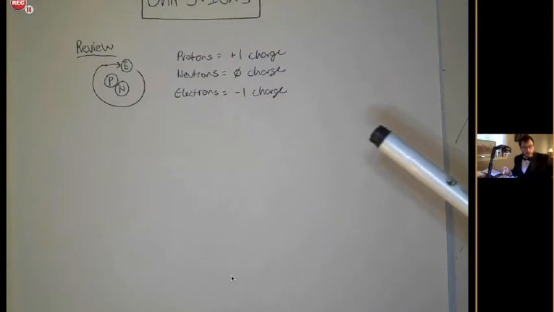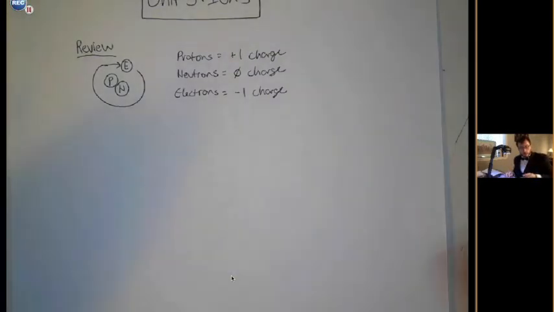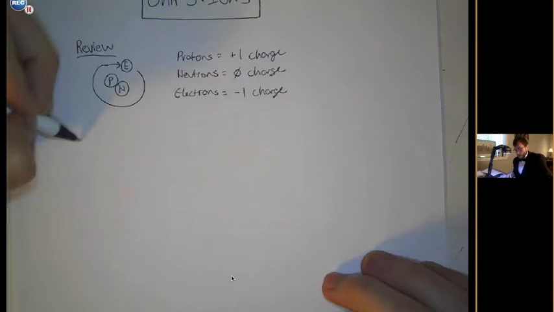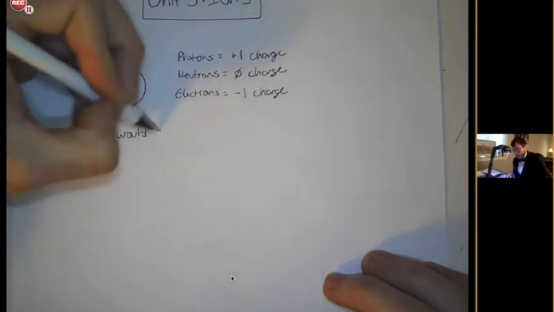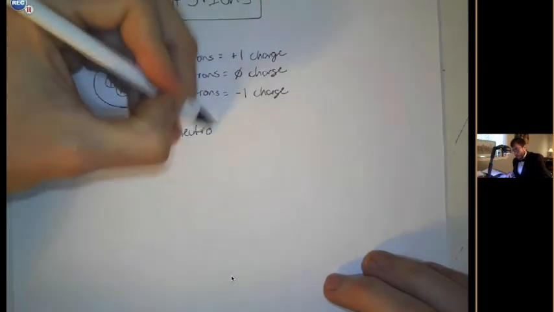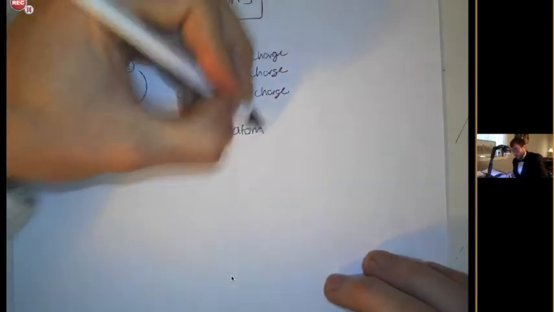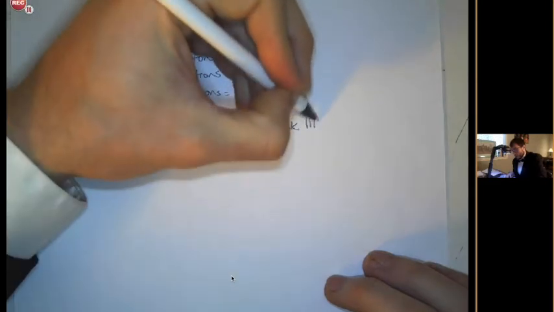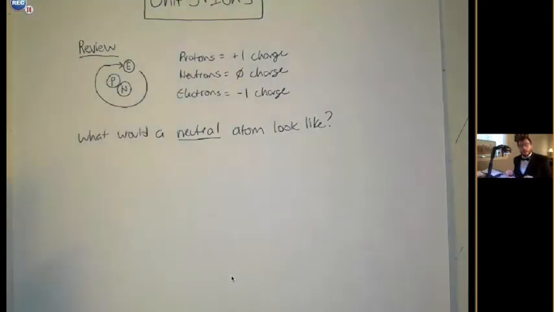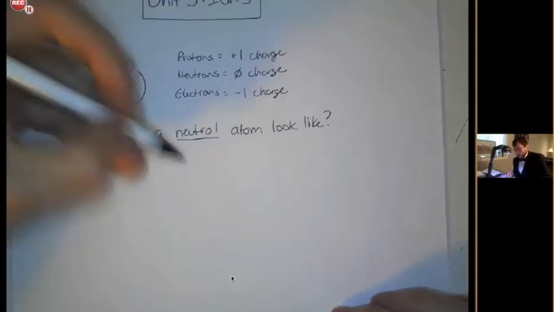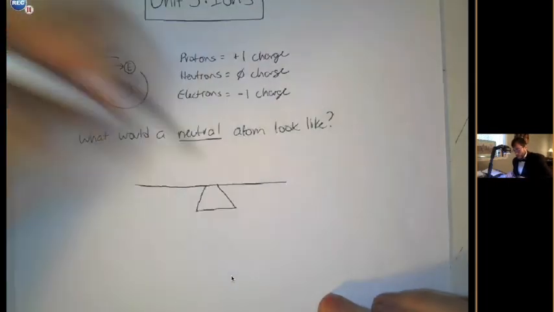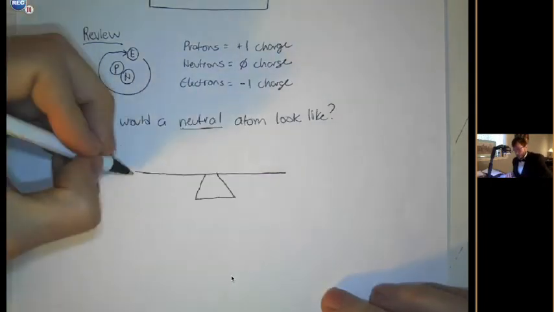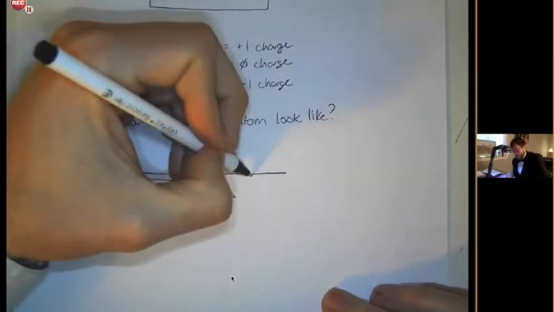So just like last week, let's start again with a thought experiment. Here's our question: what would a neutral atom look like? An atom that had no charge at all, no overall charge. What would that look like? Now, what I want you to do is imagine a balancing scale. I'm going to draw one here. It's perfectly balanced. Let's say that there's a bucket over here and a bucket over here.